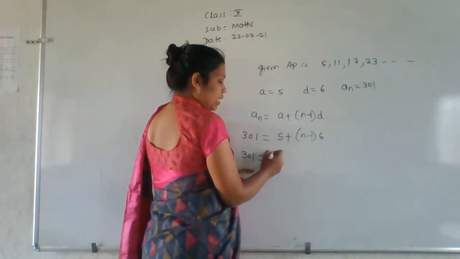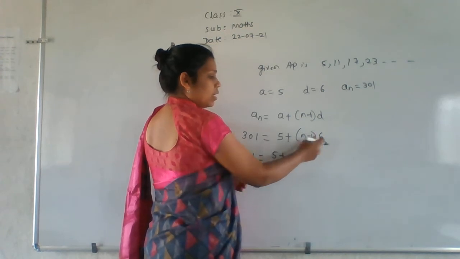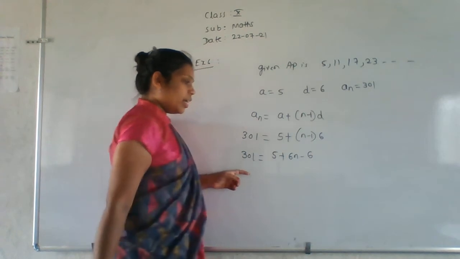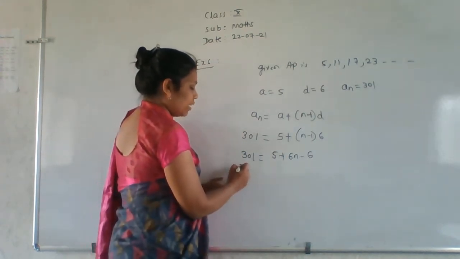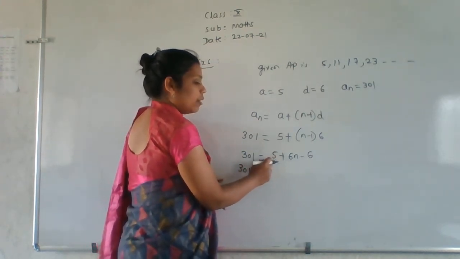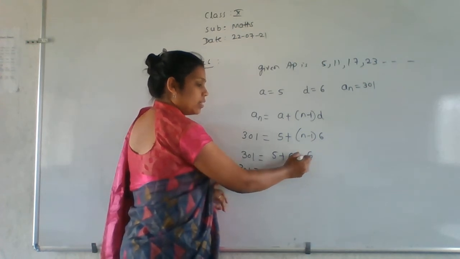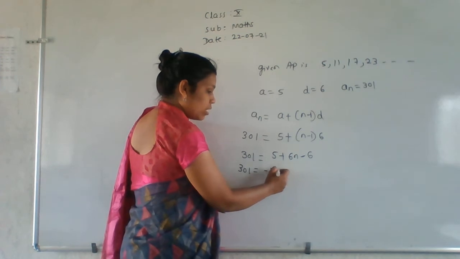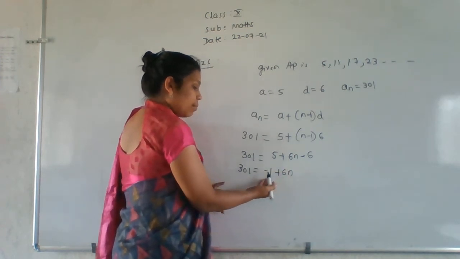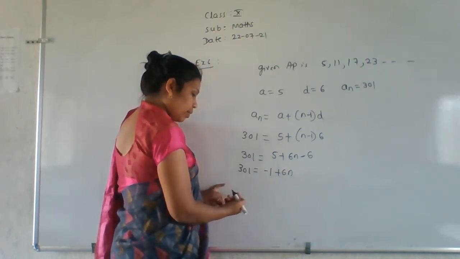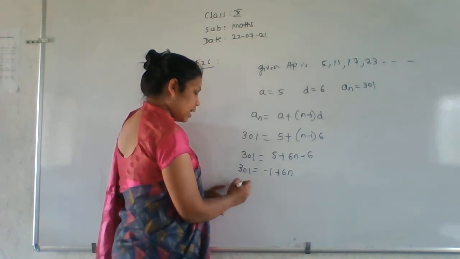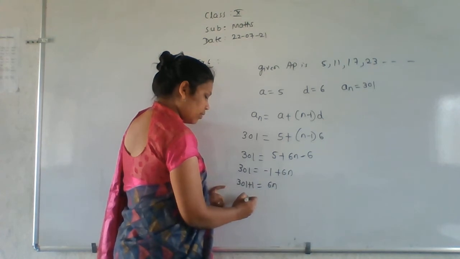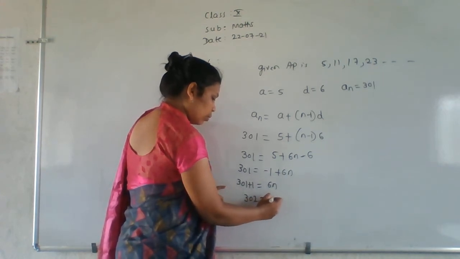Now 301 is equal to 5 plus, multiplying here, 6n minus 6. Now simplify the equation: 5 plus 5 is there, and minus 6 is there, so we subtract the values, that will be minus 1 plus 6n. Take the minus 1 to the LHS: 301 plus 1 is equal to 6n. So 302 is equal to 6n.